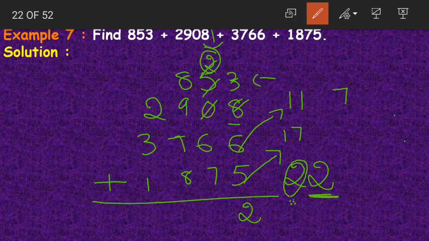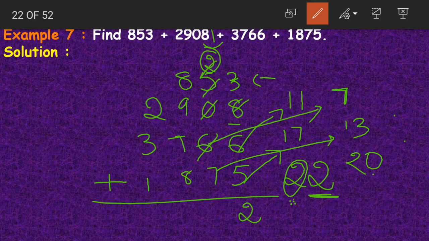7 plus 0, we still have 7 only, because when we add any number to 0, we get the number itself as the answer. So 7 plus 0 becomes 7 only. Now 7 plus 6 becomes 13. Now 13 plus 7 becomes 20. Here 0 is in the ones place, so I'll write it here. 2 is in the tens place, I'll carry it.